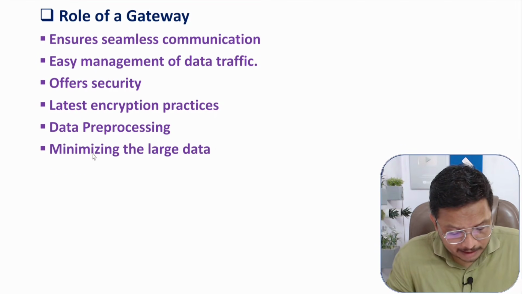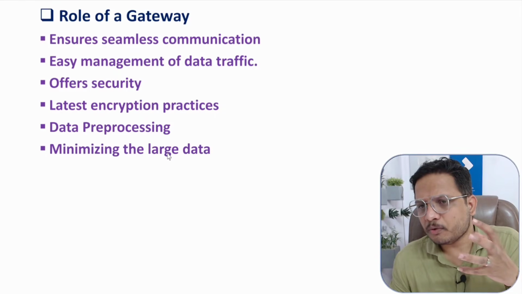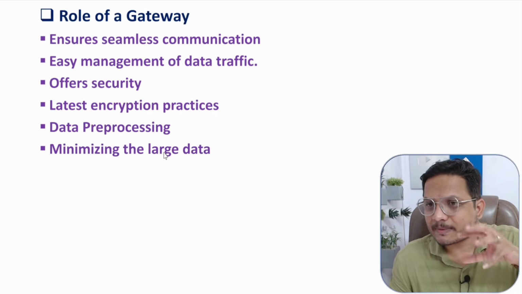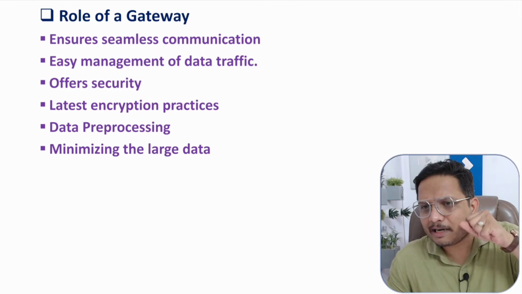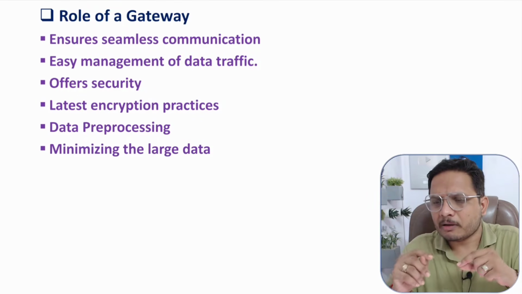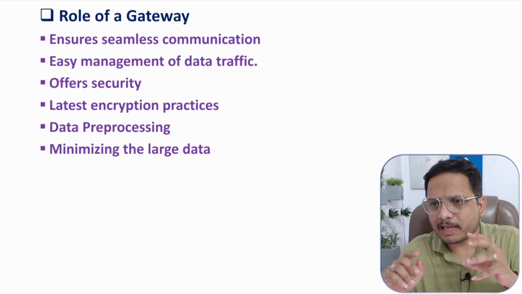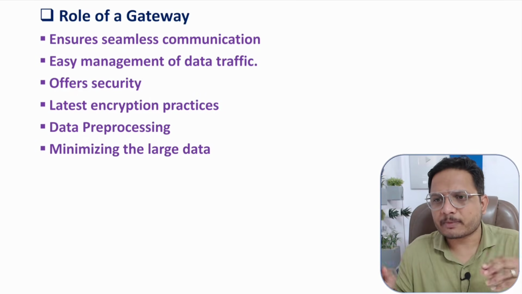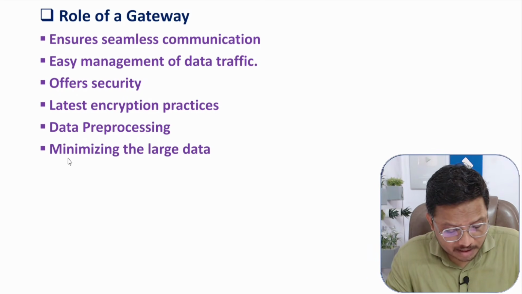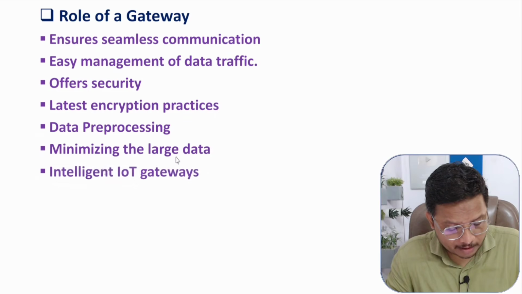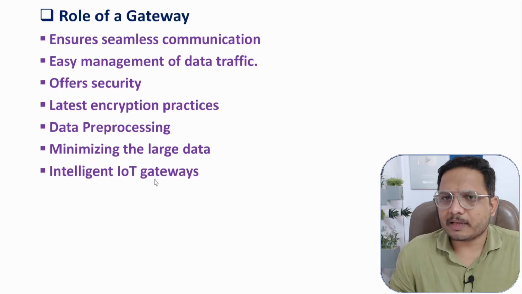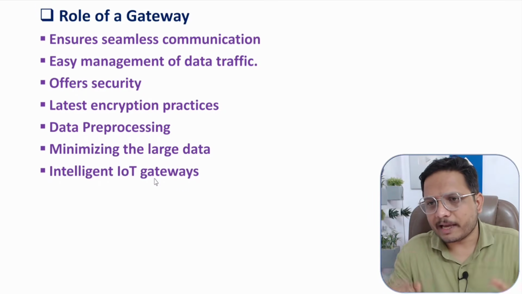It will be minimizing large data size. The reason is when you interface sensors with the IoT cloud, at that time sensors will be detecting data continuously in real time, right? So there will be large data. But if meaningful data are forwarded to the IoT cloud, then there will be smooth practice in terms of data size, right? So here the IoT gateway also provides minimization of large data. And here we have intelligent IoT gateways which do those tasks, right? So that is how the roles are there with the IoT gateway.